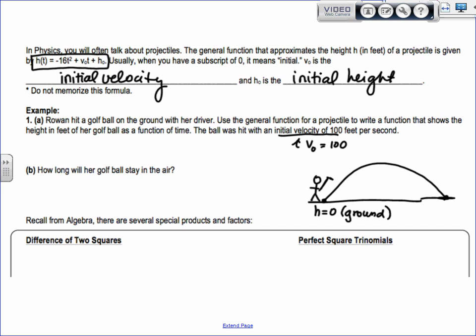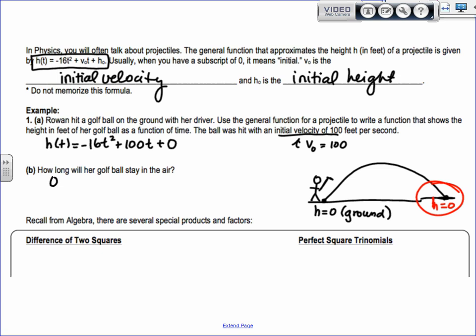So we have h(t) = -16t² + v₀, so 100t, plus 0. Make the t's little curly t's, it's hard with t's and pluses. The second question says, how long will her ball stay in the air? What we're trying to find is when we hit over here, when it hits a height of 0 again. That's what we want.